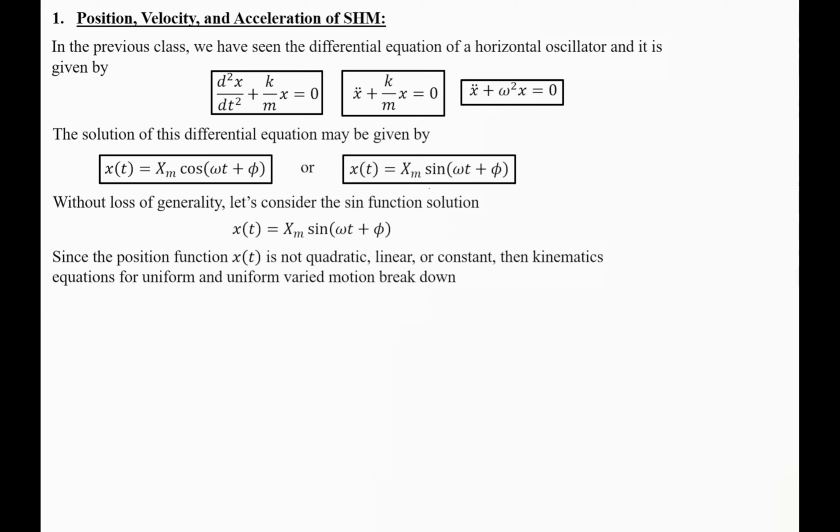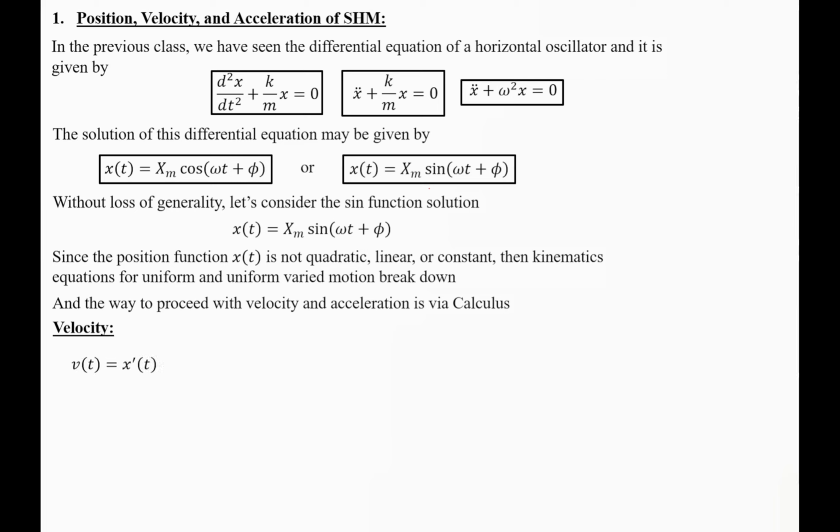Since the position function x of t is not quadratic, linear or constant, the kinematics equations for uniform and uniformly varied motion break down. Remember that in kinematics, position might be constant, linear or quadratic at most. Apart from that, kinematics breaks down, we need to use calculus. And the way to proceed with velocity and acceleration is via calculus.